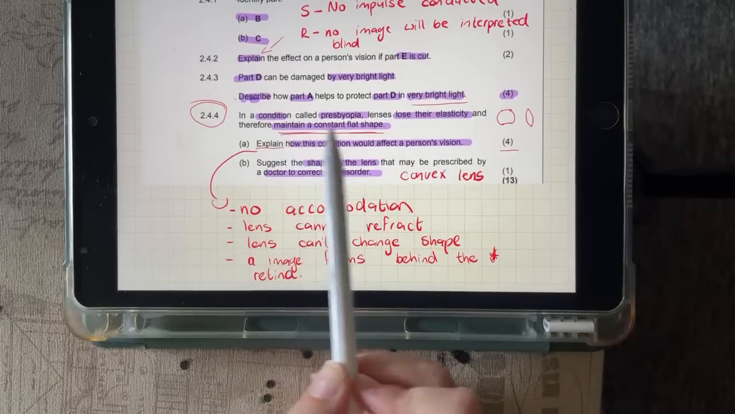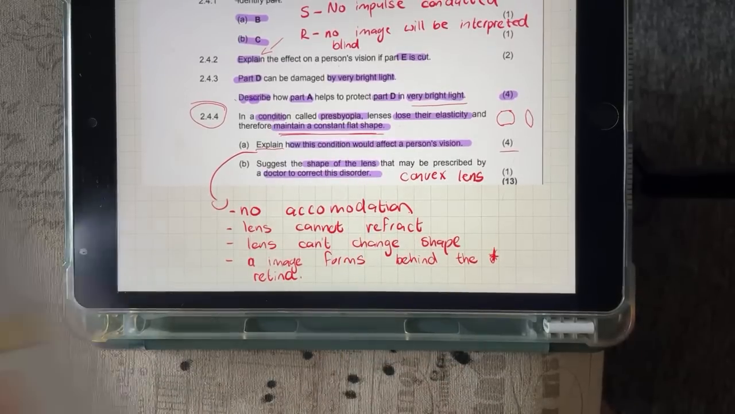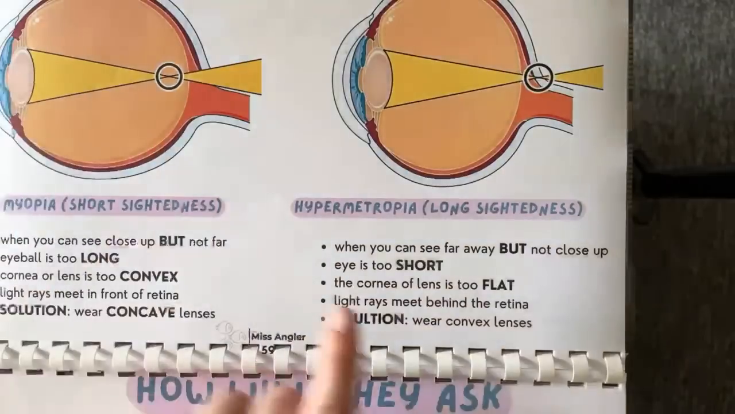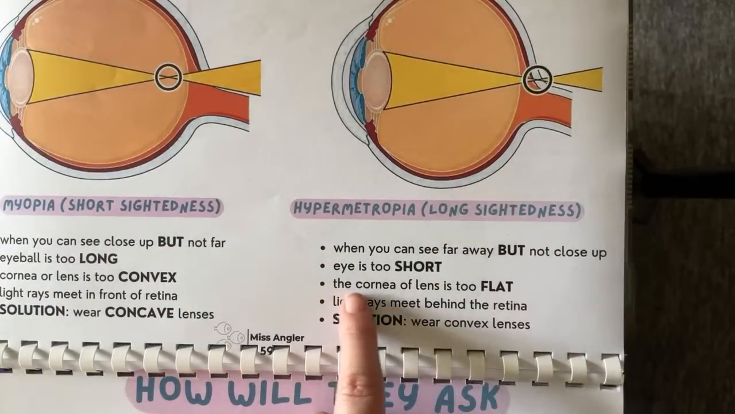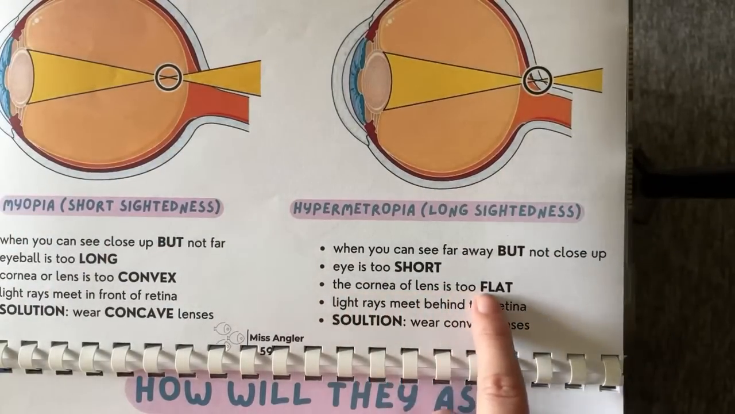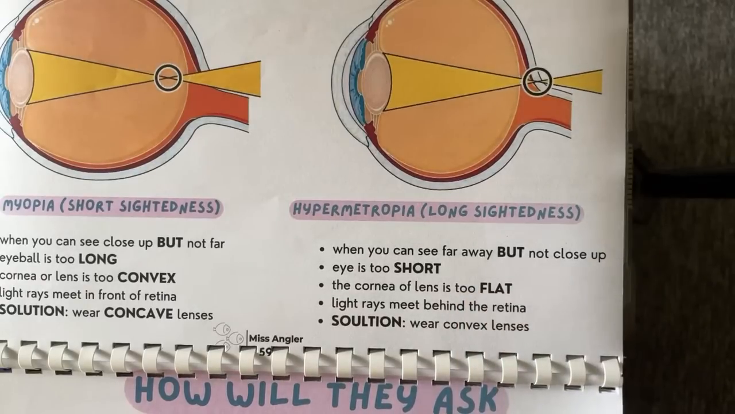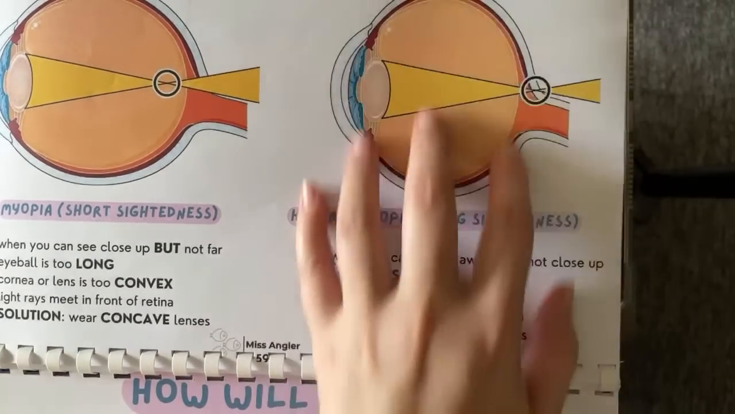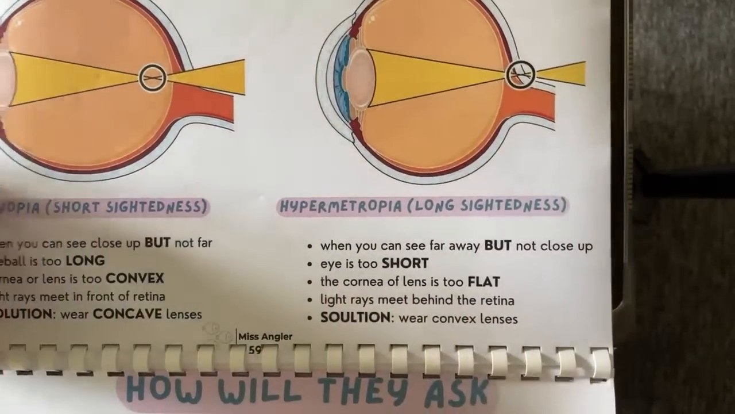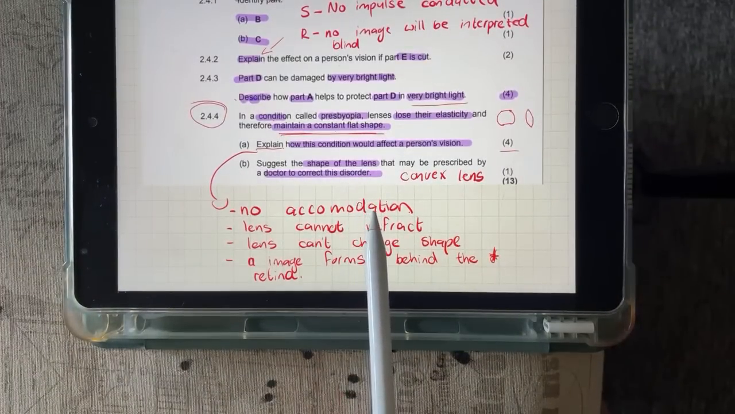It says it maintains a flat shape. And as we've actually learned, if I go back to my little study guide, when you have hypermetropia, your lens or your cornea is too flat. So now you know how to explain using the knowledge you have. This is the knowledge you have, remember? You just take that knowledge and you apply it to the new situation they've given you and you'll be good. Okay.